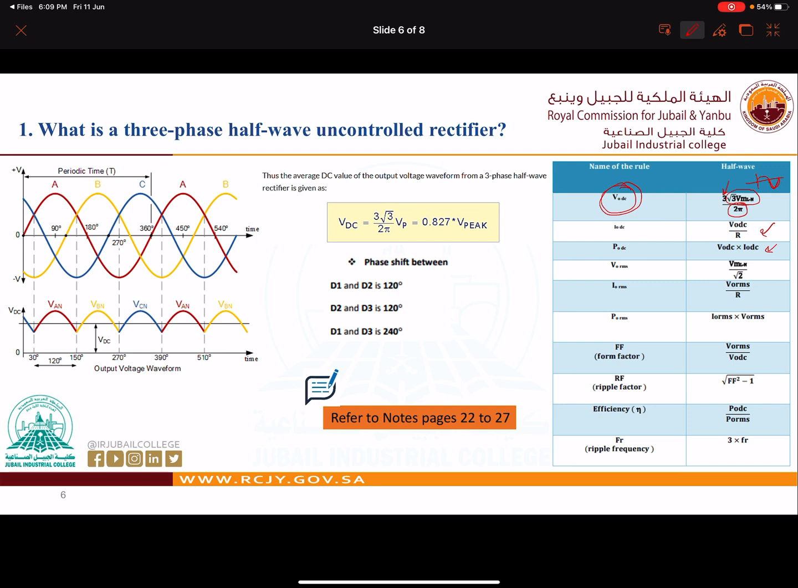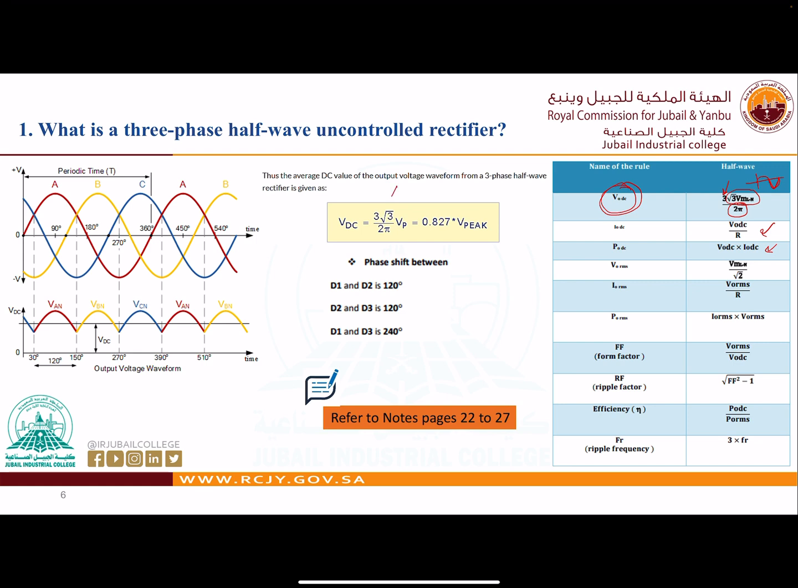Now again, it is the same here, guys. If you can see here, guys. Now VDC: we know that the number of these should be 0.8727. You can multiply by the V peak line to neutral. So you can use this formula also. Okay? Now let us see the phase shift between the diodes.